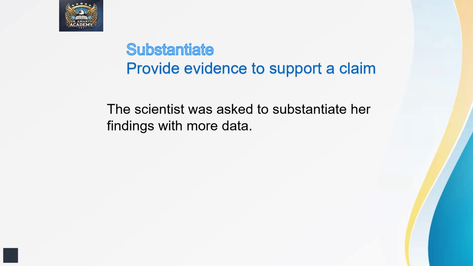Look at the examples. These are just samples you can follow as pattern to be able to make your own sentences. You have to use these words in your own sentences to be able to naturalize them in your mind, in fact, to fixate in your mind. The scientist was asked to substantiate her findings with more data. So the scientist was asked to bring more proof, to bring something strong to support what he claimed. Here, the data is the same claim.